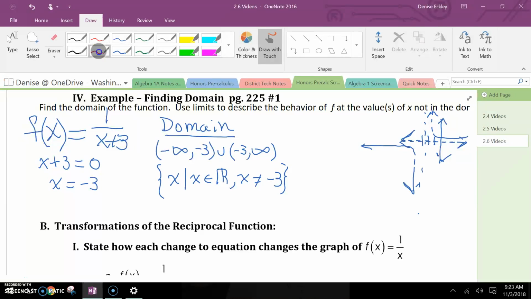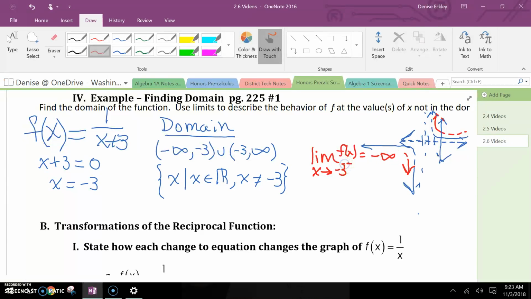So we have to look at these two changes, this one coming from the left-hand side and this change coming from the right-hand side, because they go to opposite infinities. So that's going to look like this. We're going to have the limit as x approaches negative 3 from the left of f of x is going to equal negative infinity.